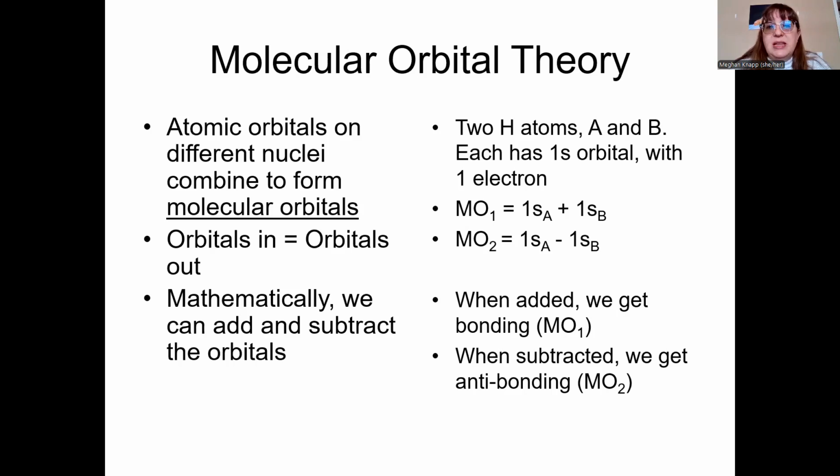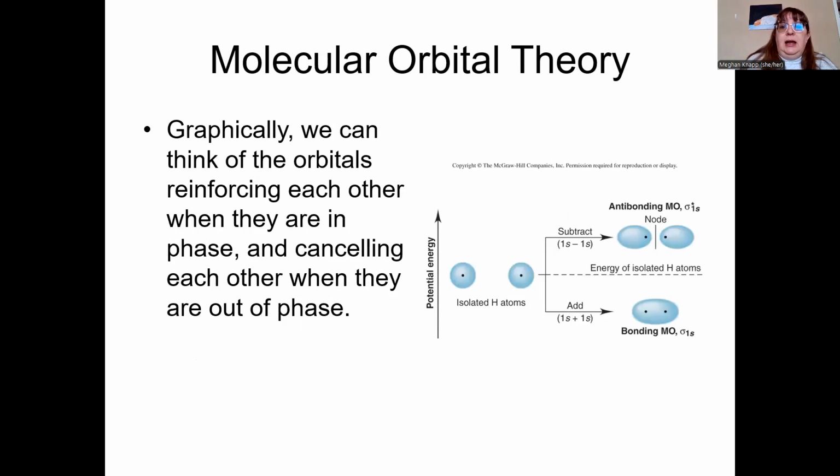I'm going to do one more slide real quick just so we can see what this looks like. We have two isolated atoms. When they get together, they're going to overlap together, forming this kind of oblong orbital. And that's going to be a bonding orbital. When we subtract them, the space in between them becomes a node. That's not allowed. We'll explain why on Monday. But this is what we call an anti-bonding orbital.